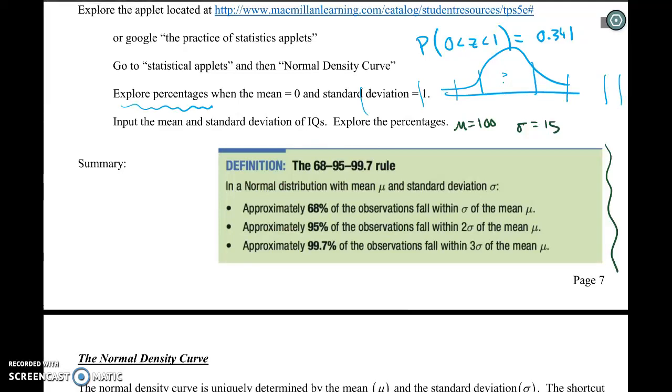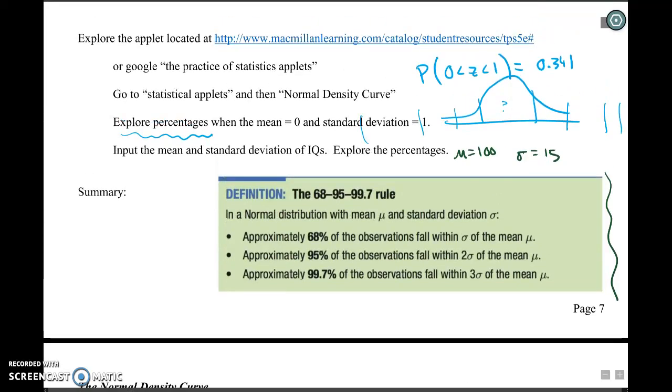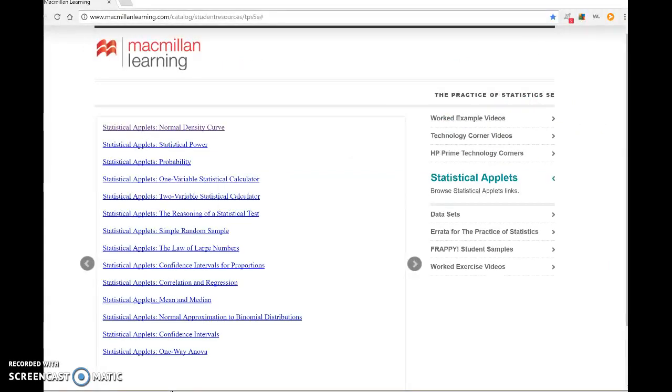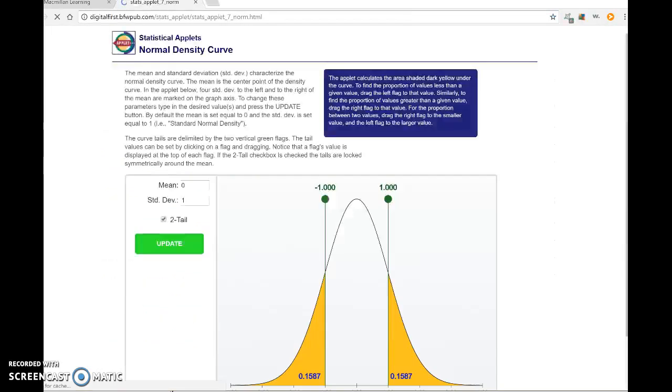All right, so last time I left you with this website to explore on your own. I do want to illustrate one of the ideas that I wanted you to get from that website. So you go to this page, you go to statistical applets and normal density curves.